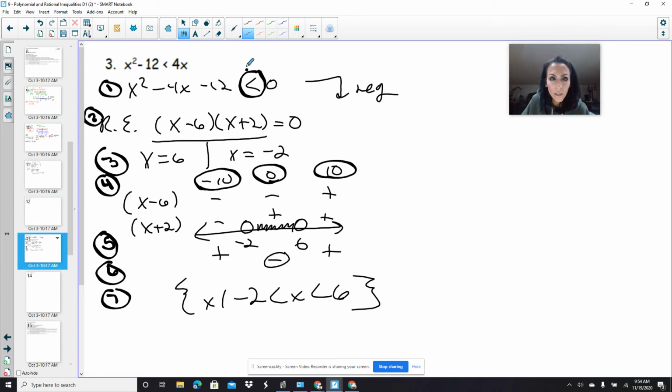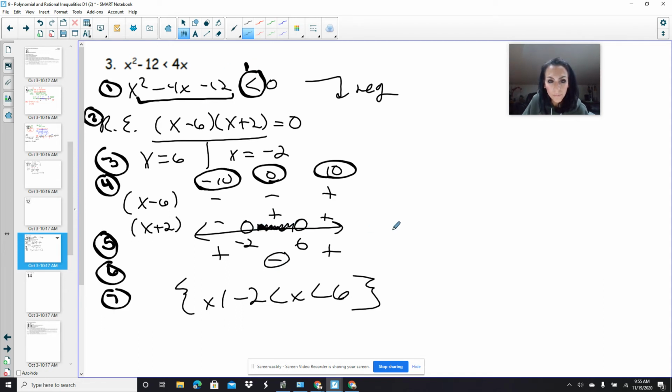We are looking for negatives, right? We're looking for values that we can plug in here that will result in a negative because we have less than 0. All right, so when we plug in -10, 0, and 10, this region is the only region that produces a product that's negative. That's what we're looking for.